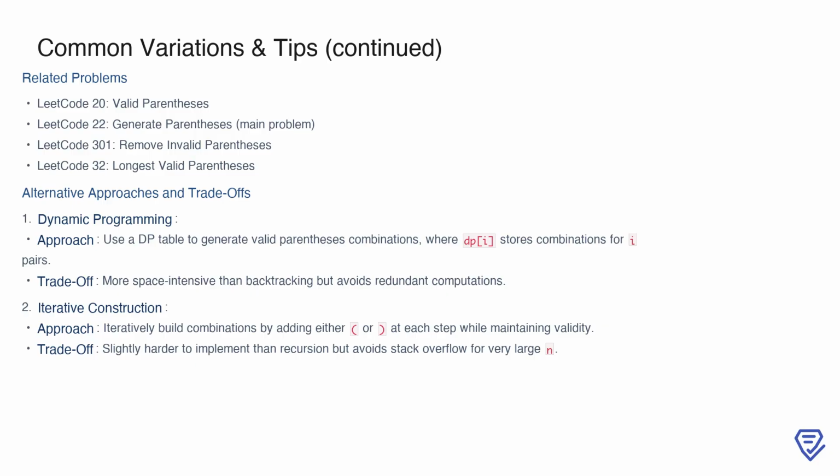Turning to alternative approaches, dynamic programming offers an interesting solution. Here, you use a DP table where DP[i] stores all valid combinations for i pairs of parentheses. While this avoids redundant calculations, it can be more space-intensive than backtracking. Another approach is iterative construction, where you build combinations by adding open or close parentheses step by step while ensuring validity. This method avoids recursion and is less prone to stack overflow for very large n, but it can be more challenging to implement because you need to manage the state explicitly. Each of these approaches has its strengths, and understanding when to use them is a valuable skill.